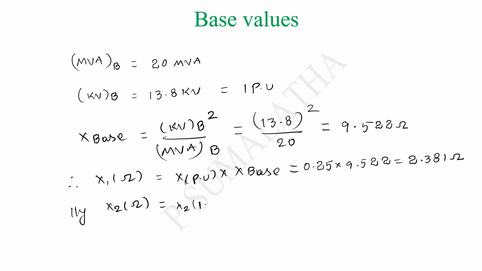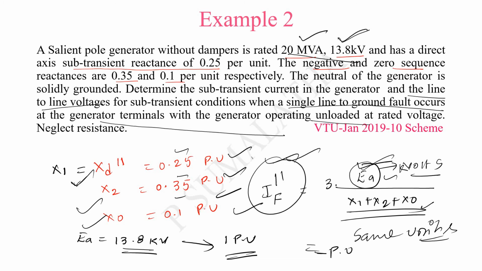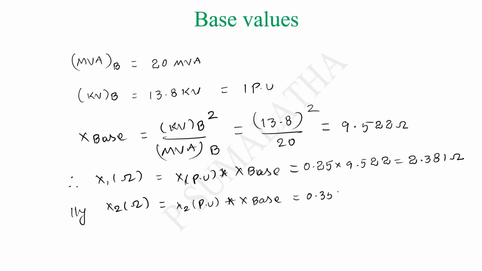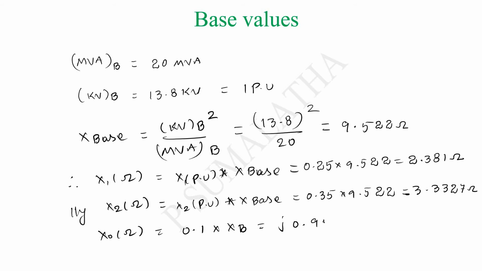x2 in terms of ohms is equal to x2 in per unit times the x base value. What is the x2 per unit value? That is 0.35. 0.35 times 9.522 will give us 3.3327 ohms. And x0 in terms of ohms is equal to x0 in per unit, 0.1, into the x base value, that is equal to j 0.9522 ohms. Now the single line to ground fault.